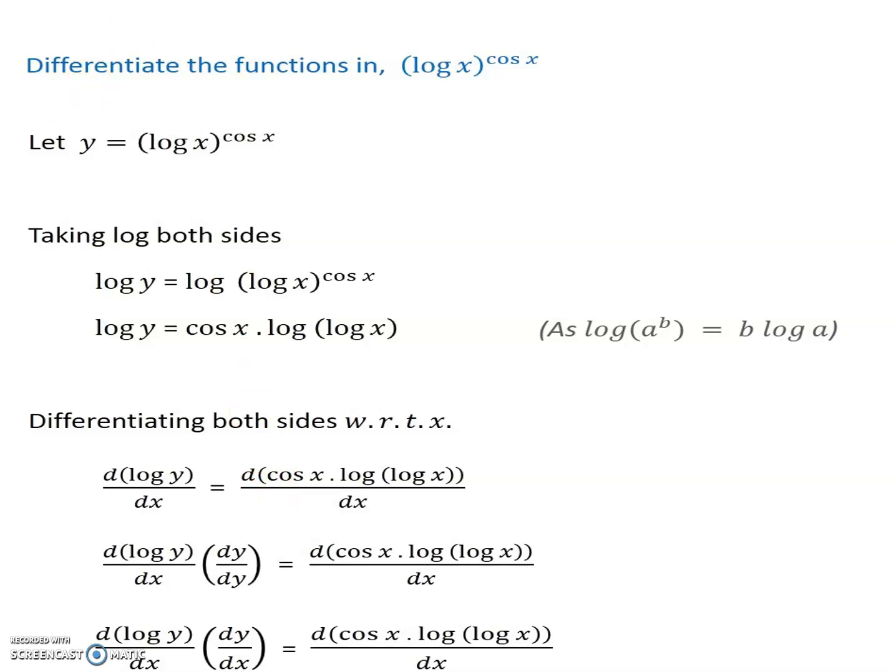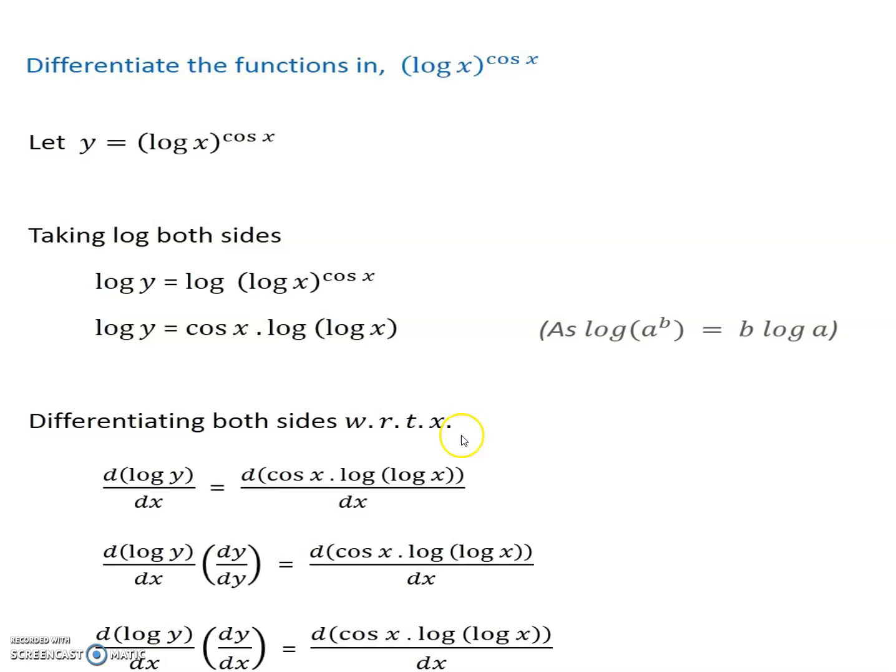Let us check an example based on this. Differentiate the function y is equal to (log x) raised to cos x. Taking log of both sides, we have log y is equal to log of (log x) raised to cos x. We know that log a raised to b is equal to b log a. So cos x comes in front, times log of log x. Log y remains the same.